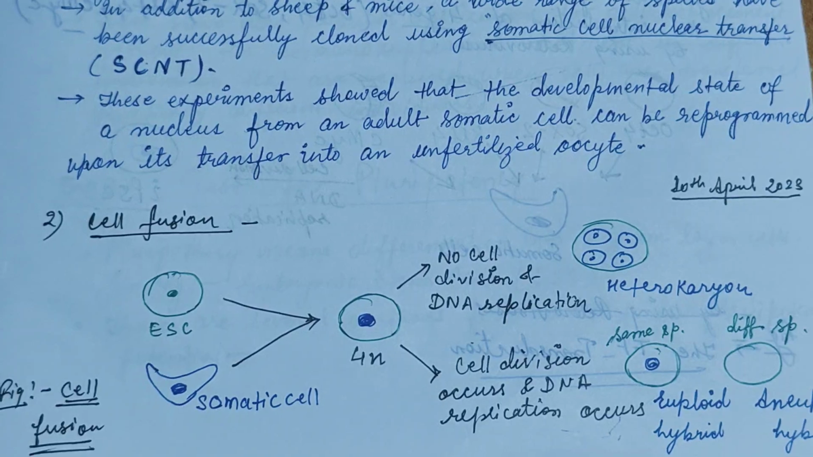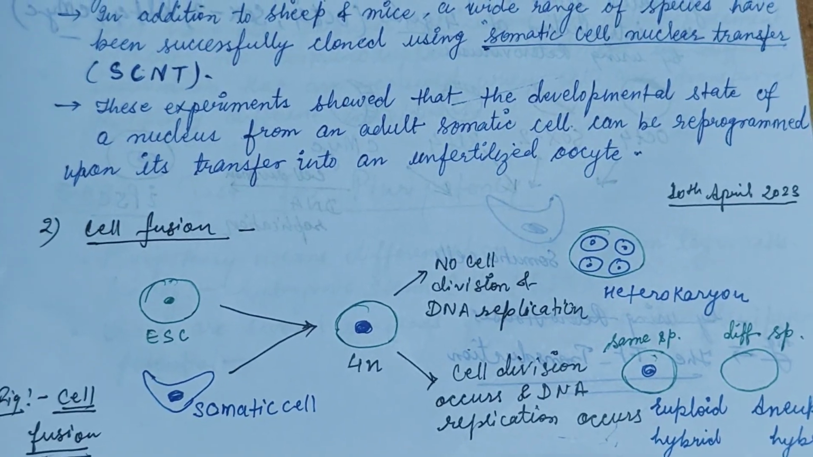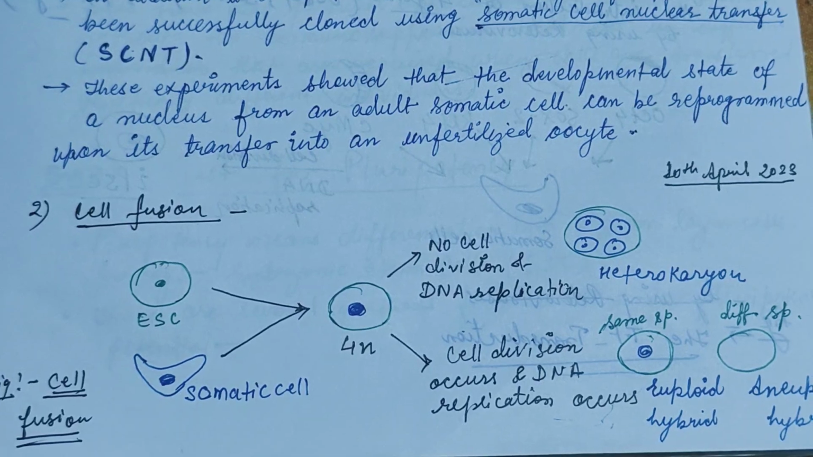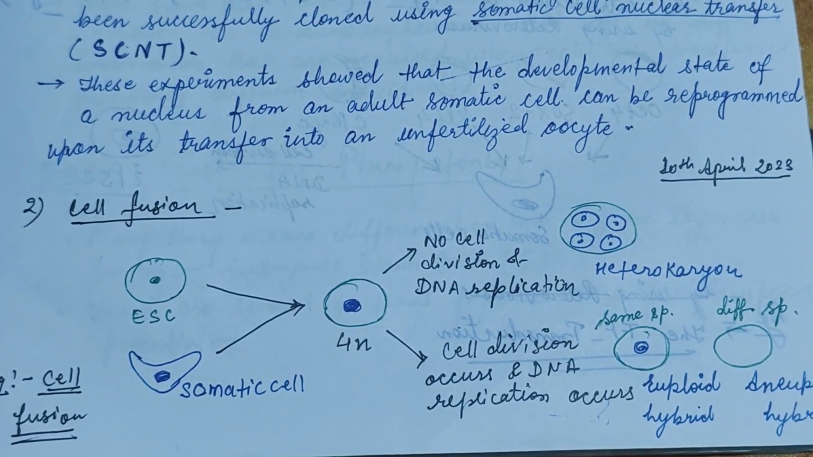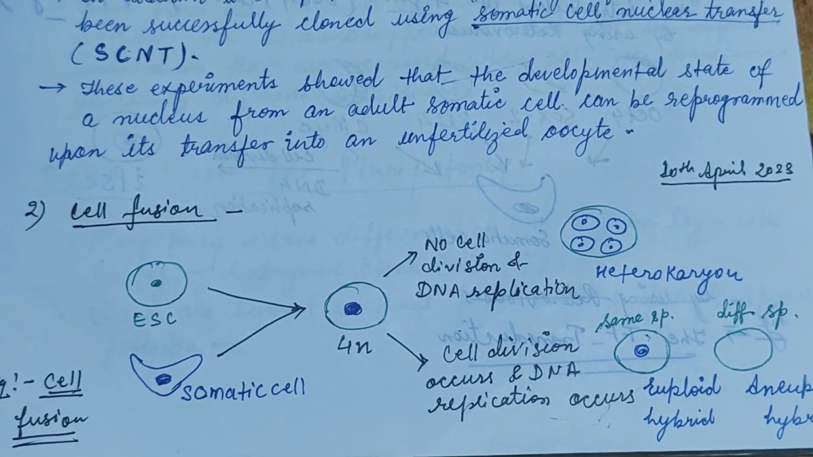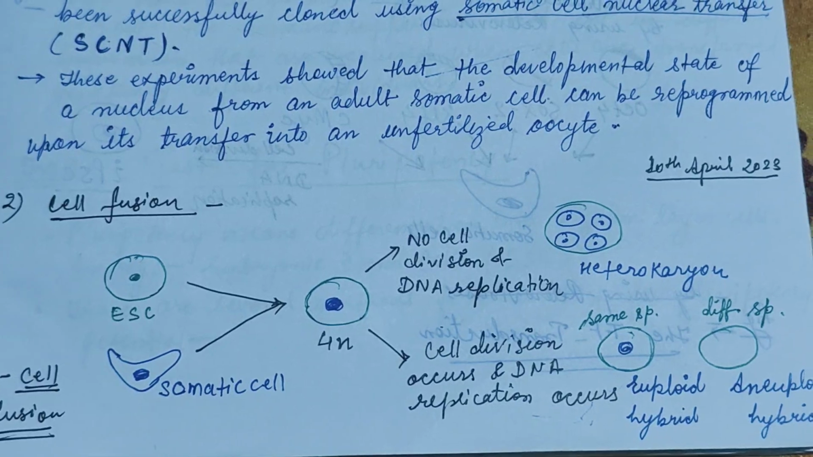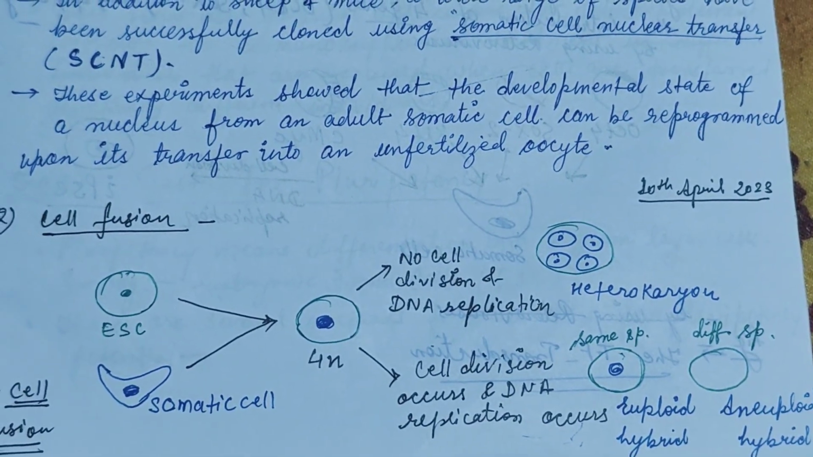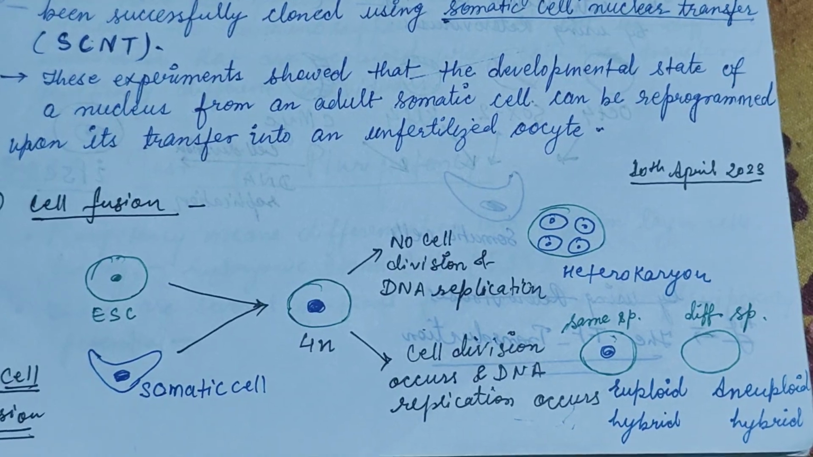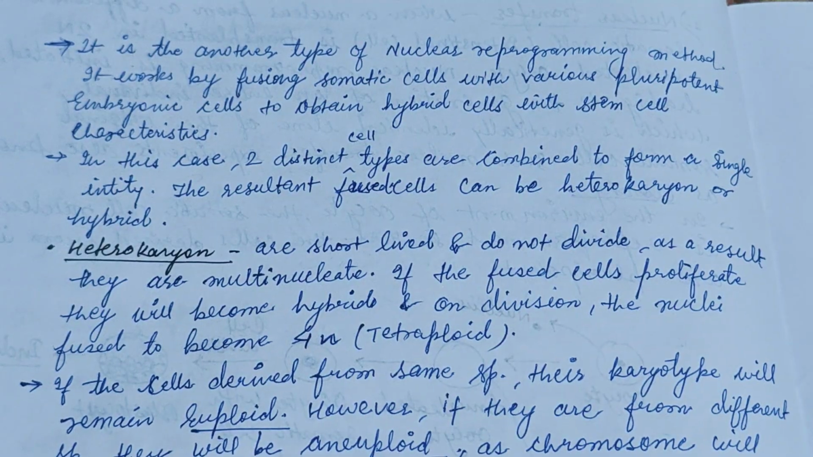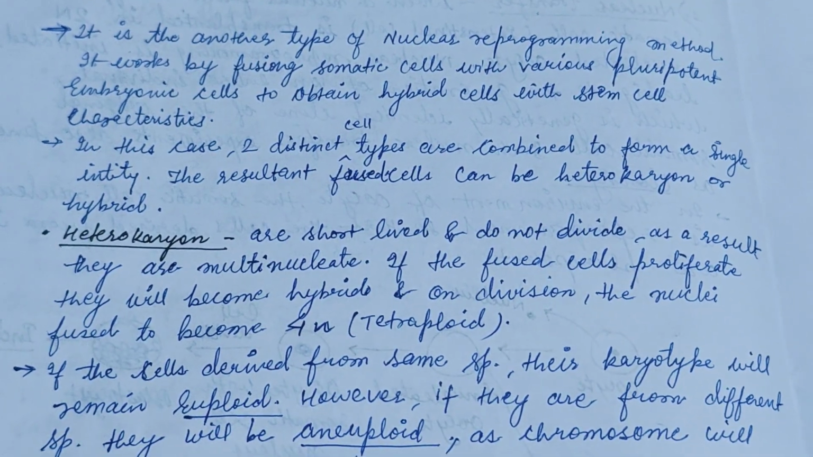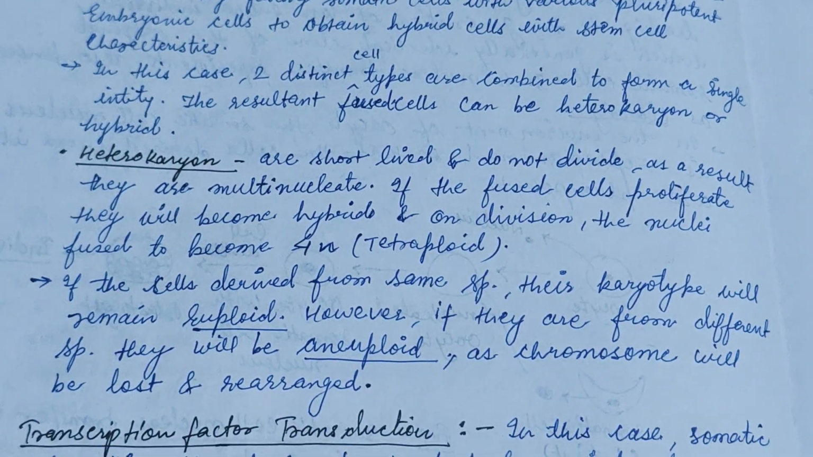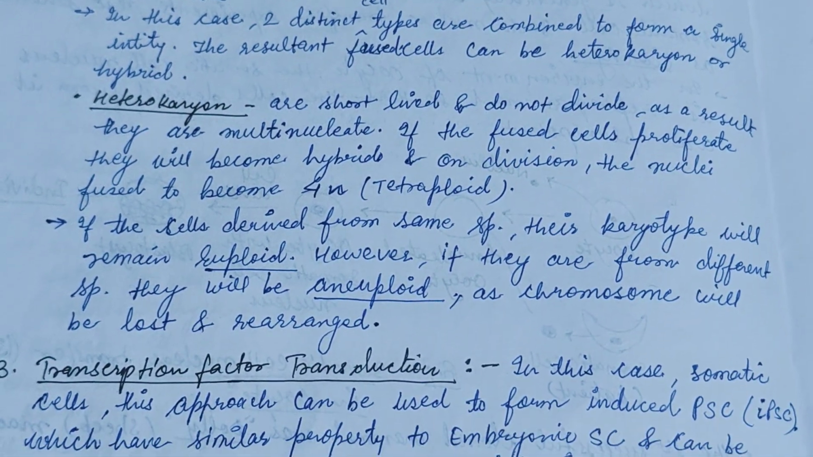Next one is cell fusion. In this, embryonic stem cells and somatic cells are fused, and then there are two types of outcome: no cell division and DNA replication, leading to the heterokaryon, while if cell division and DNA replication occur, it forms a hybrid, an aneuploid differentiated species. So in cell fusion, two distinct cell types are combined to form a single entity, and the resultant fused cells can be a heterokaryon or a hybrid.